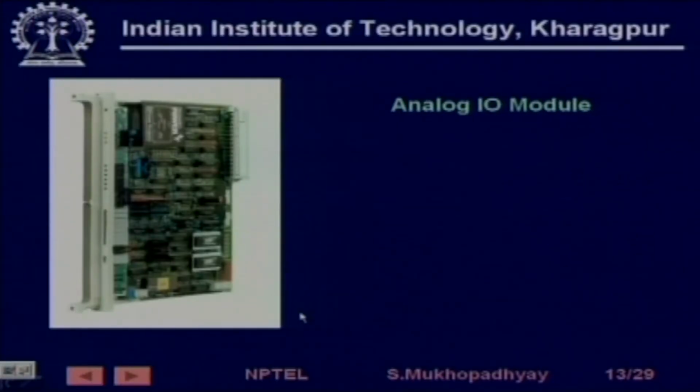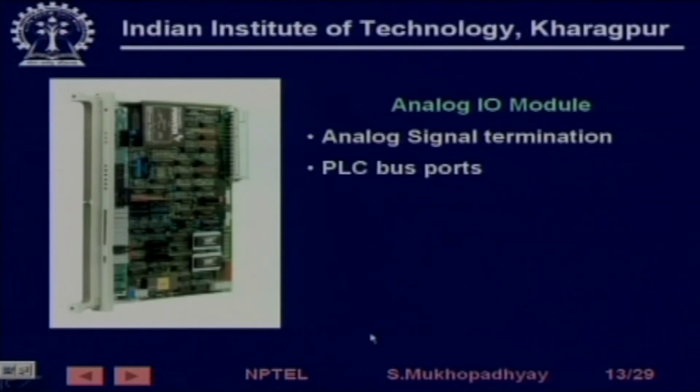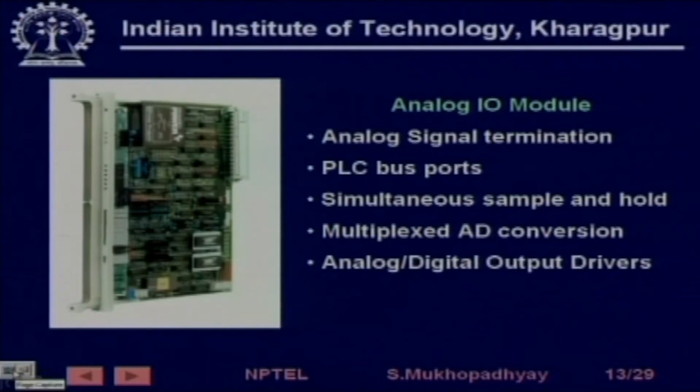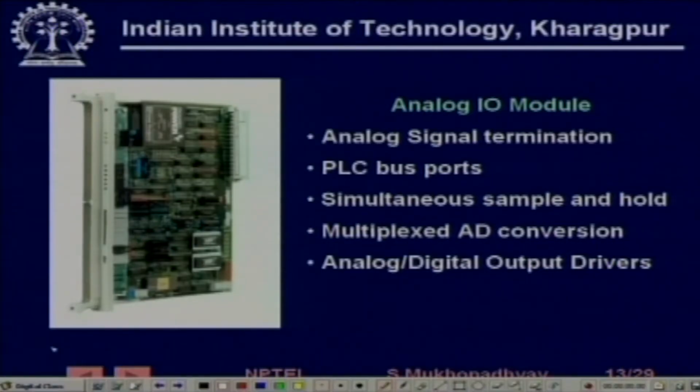So, let us have a look at some of these pictures. For example, this is how a typical analog IO module looks. Let us see what it contains. You will find that there are some analog signal terminations probably here, and there are some bus ports probably here, difficult to see this. Inside, this is an analog module, so it supports several channels.